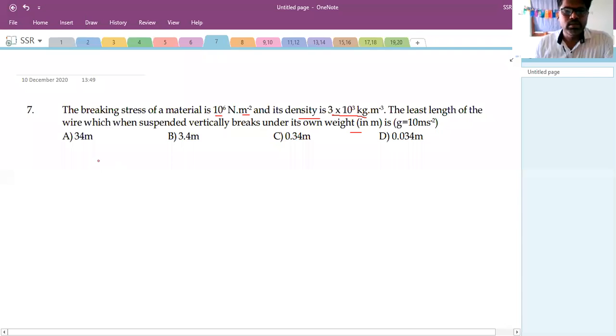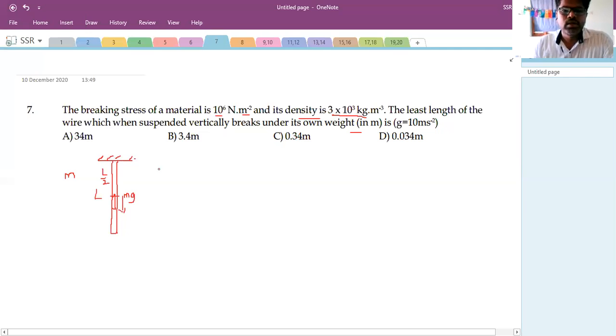Suppose you can imagine this is a wire suspended like this. This is the rod. Instead of wire, you can take some small rod. Its own weight, it has a mass m, its length L. Then at the center of mass, mg is acting, weight vertically downwards, at a distance of L by 2 from the fixed support. Then, due to its own weight, it has to break.